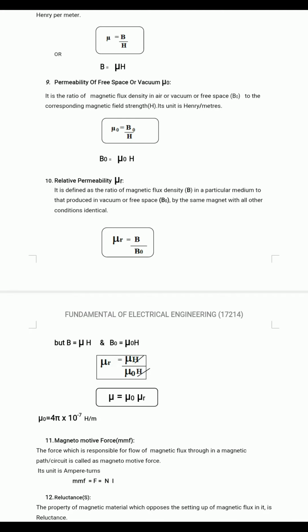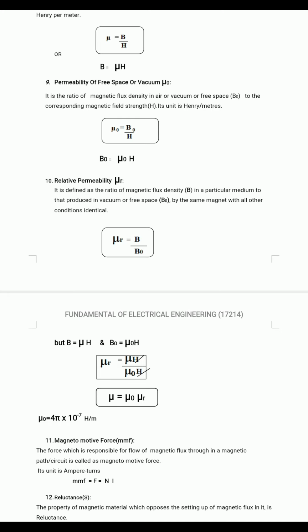The value of permeability of free space is always constant, and it is equal to 4 pi into 10 raised to minus 7 Henry per meter. You should know this value of mu 0 for solving numericals. You will get numericals on these types of formulas. This is relative permeability.